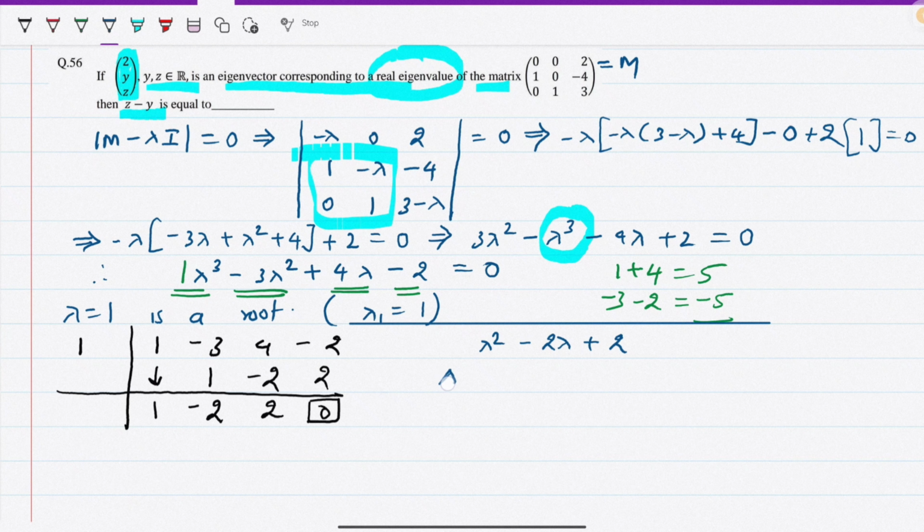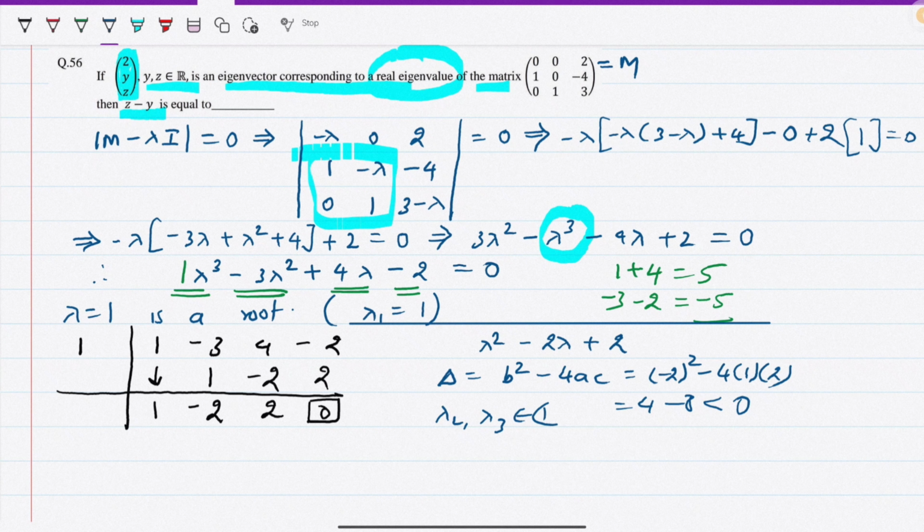If you find the discriminant for this, which is given by b square minus 4ac, that's negative 2 square minus 4 times a, which is 1, times 2. So that's 4 minus 8, which is a negative number. Thus we know that lambda 2 and lambda 3 are complex eigenvalues, and of course they will be conjugates of each other. So the given eigenvector is the eigenvector corresponding to lambda equal to 1.